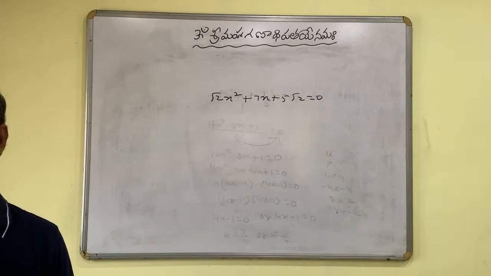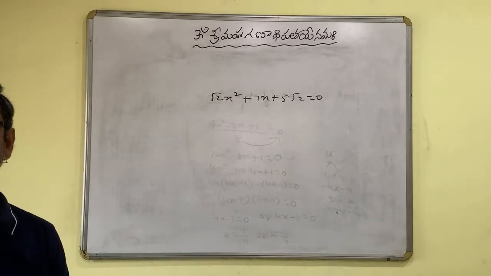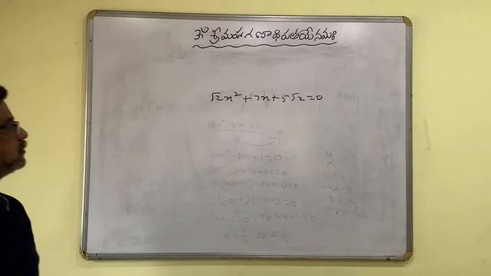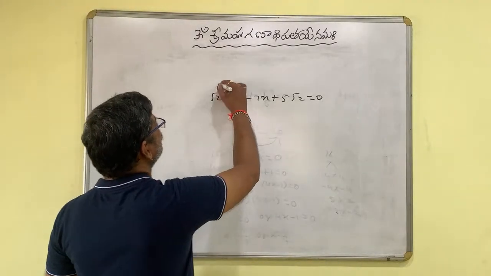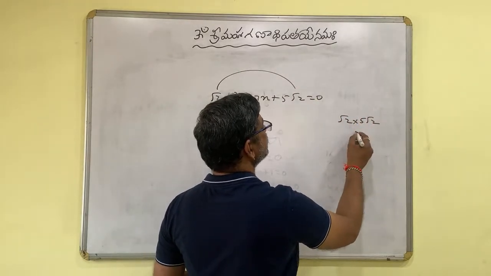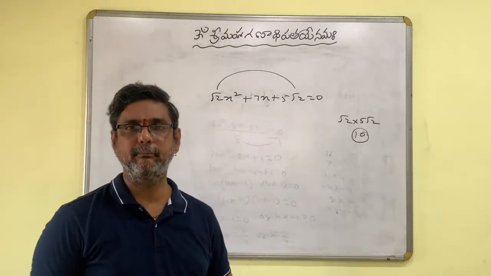How to do this? We can observe irrational coefficients over here. The coefficient of x² is √2 and the constant is 5√2. We can observe irrational coefficients here. Okay children, so for that what to do? First multiply √2 into 5√2, which is 10.